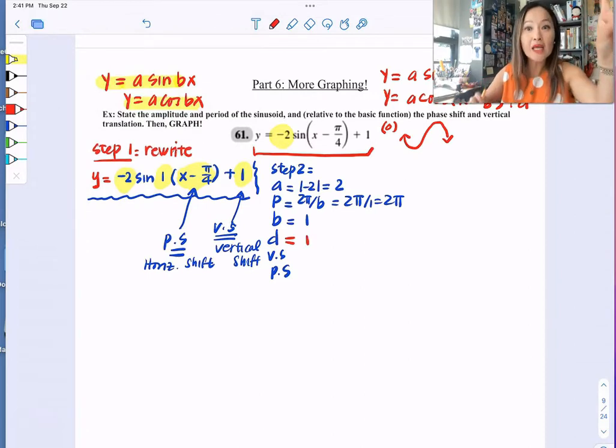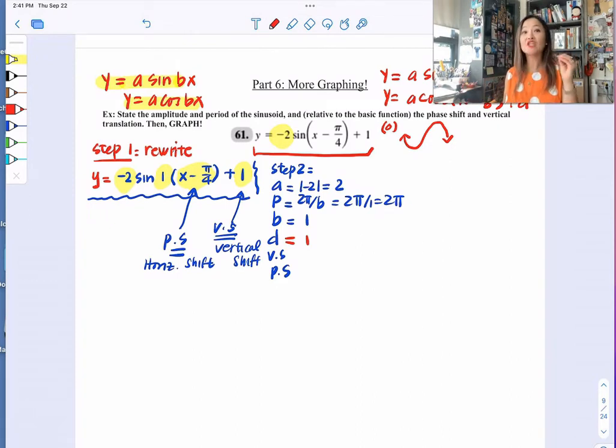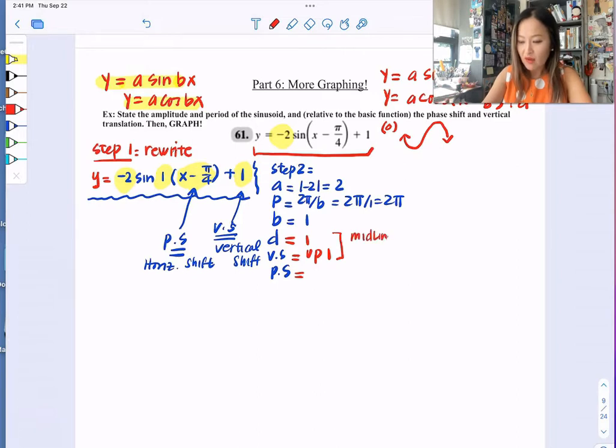It went up 1. Your graph went up 1. So every maximum or minimum that you calculate, you have to consider that it started 1 higher than 0. What's the vertical shift? If the vertical shift is up 1, I'm going to write it as up 1. Phase shift, that's a tricky one, but before we sum this up, let's write the midline. If it shifted up 1, that means the midline must be y equals 1. Whatever the D value is, it's y equals D.